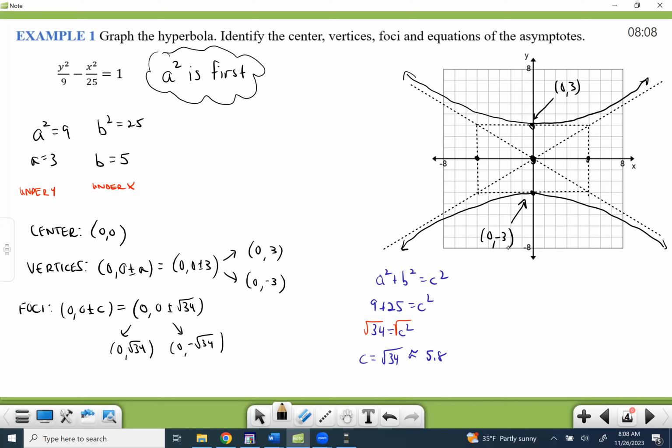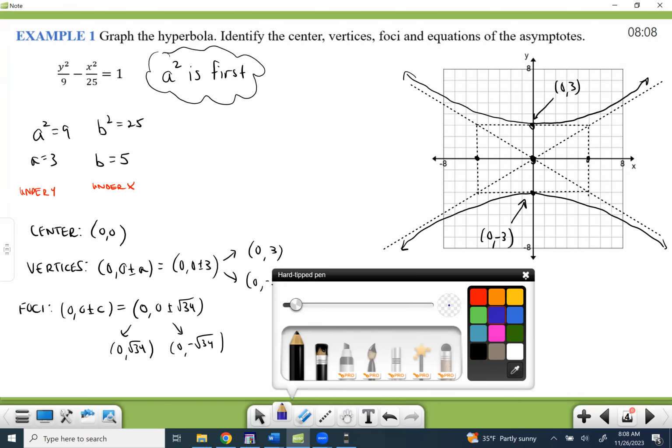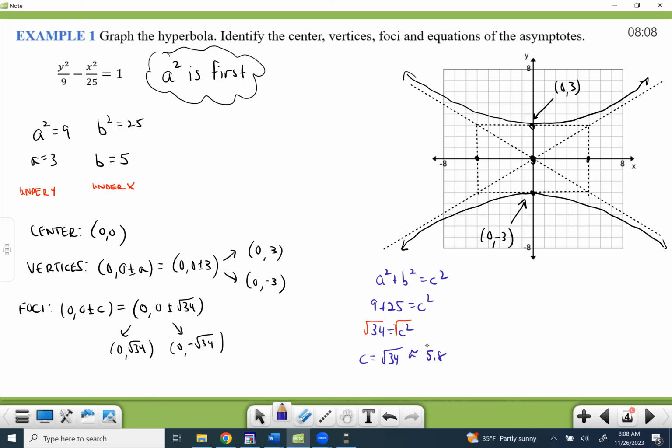And then if we were to go to the foci, remember we said square root of 34 is about 5.8. So 0, 5.8, one focus would be here. And 0, negative 5.8, the other focus would be there. They should always be inside the branch, like this little kind of parabola-looking thing should be opening up with it on the inside. So everything looks pretty good here. So now we just have to get the equations for the asymptotes and we're done.